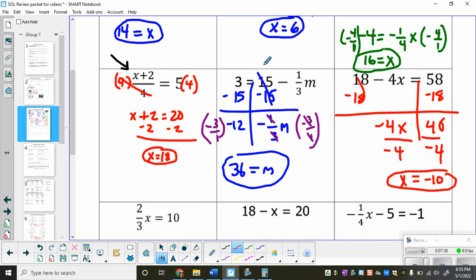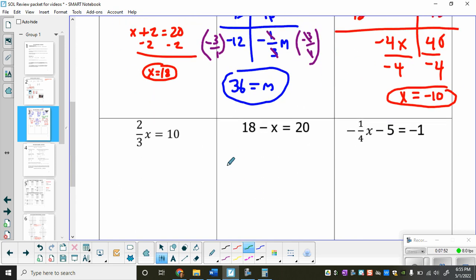So it just depends on which side the variable starts out on in the problem. You can kind of see here my variable is on different sides for the answer. That doesn't matter at all. It will matter in the inequalities unit, and that's something that you'll be reviewing in another video. And we've just got 3 more examples here.